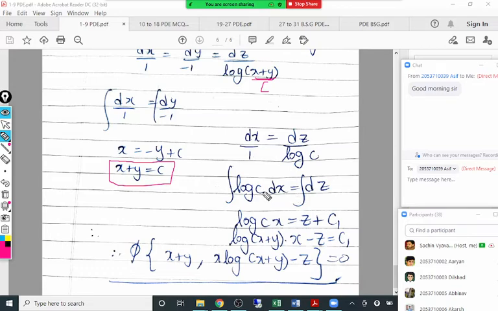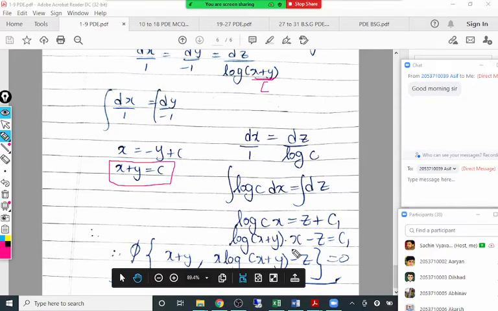So one solution can be used to solve the other here, and this way he completed it and again resubstituted the value of c, and whatever answer he wrote is again correct there. Good, very good, Sahitya. So phi of x plus y and x log of x plus y minus z equal to 0. So that is about the first 9 questions.